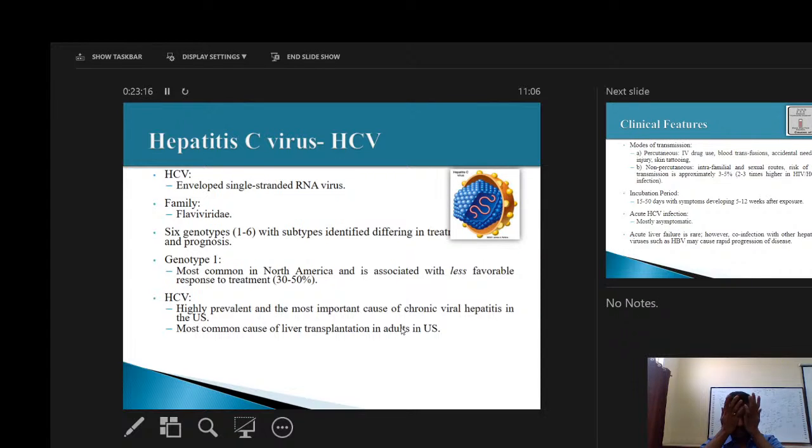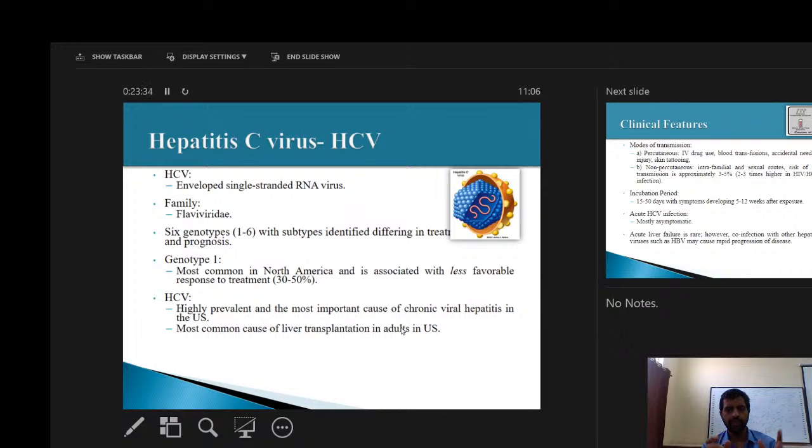So coming to hepatitis C virus. Hepatitis C virus is an enveloped single-stranded RNA virus. It belongs to the family Flaviviridae. There are 6 genotypes in this virus, that is 1 to 6. In India, genotype 3 is common. In USA, genotype 1 is common.